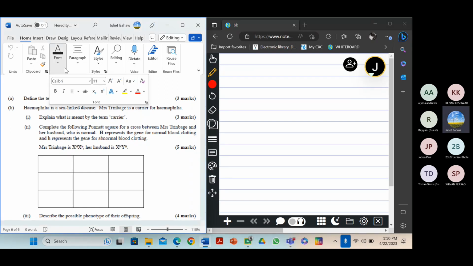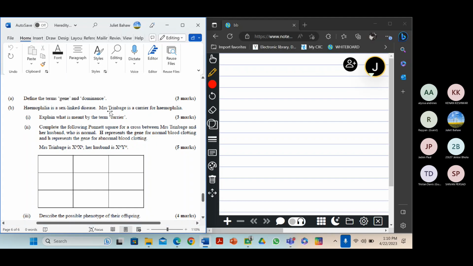So hemophilia, as you know, is a sex-linked disease. Mrs. Trinbage is a carrier for hemophilia. Now, if she's a carrier, it doesn't mean that she has the disease. It just means that she has a recessive allele. So she's not affected. So I basically give you the meaning of the term carrier.